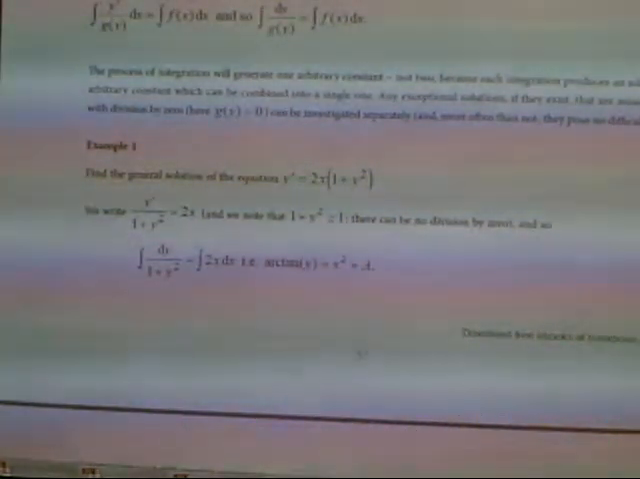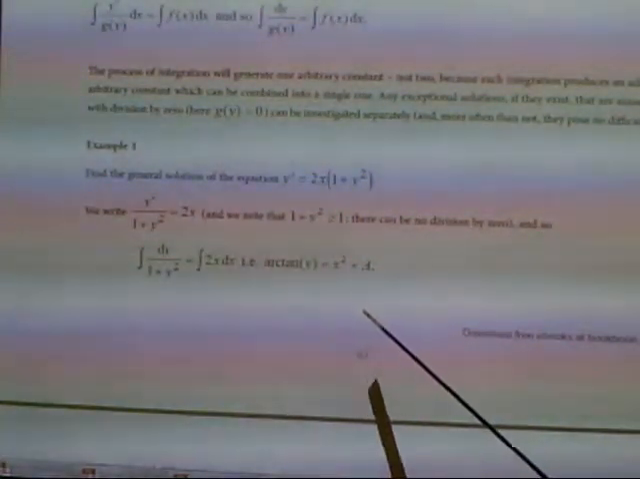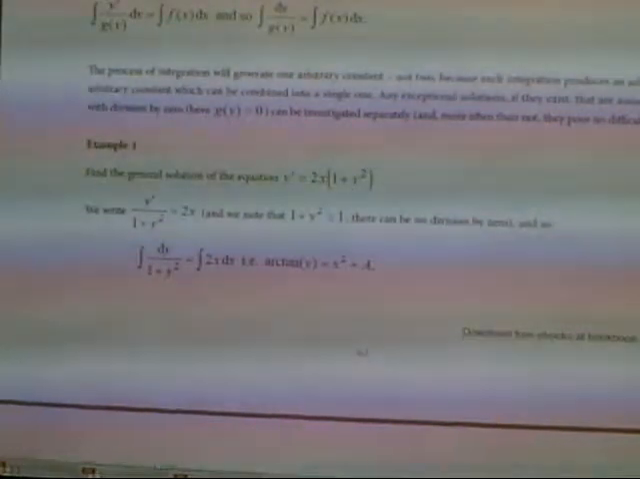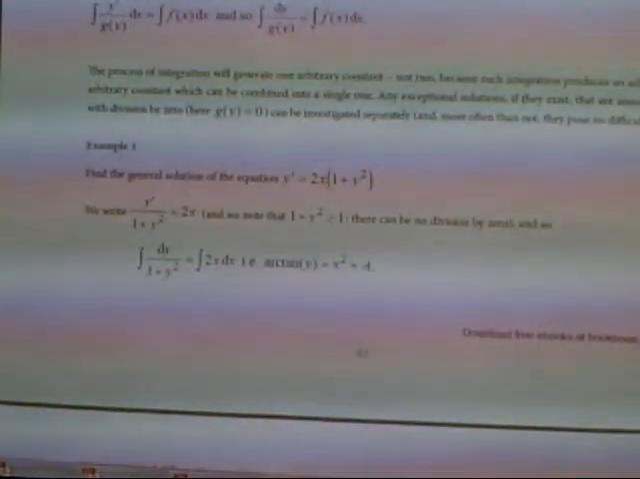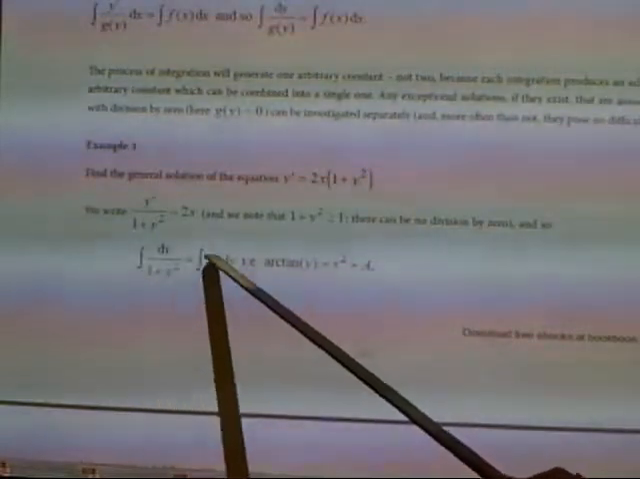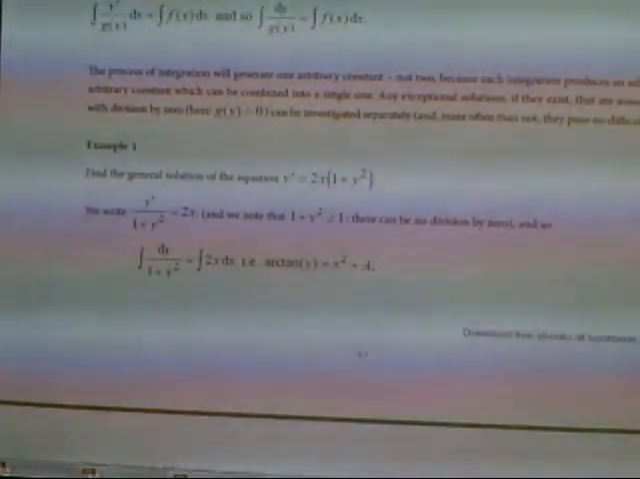This is a separable differential equation. If the equation is separable, you have to write it in this format and you can integrate both sides. Whatever question we are answering, you have to use your best method to integrate.